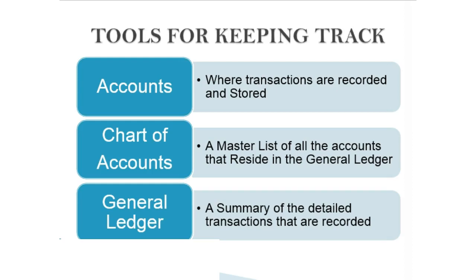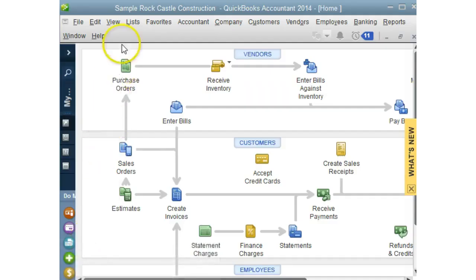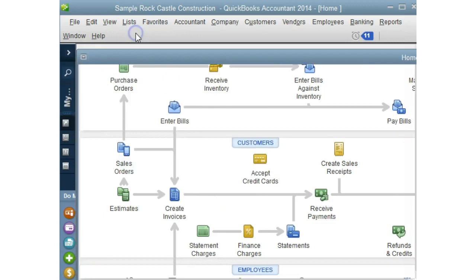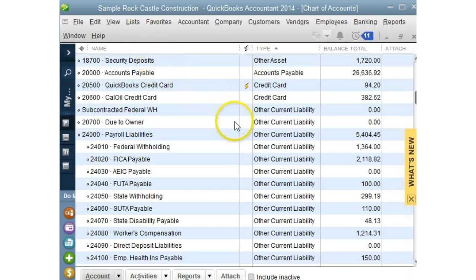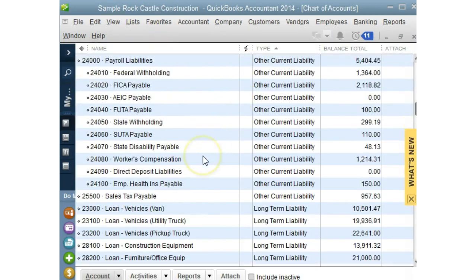When you first set up your QuickBooks file, you need to set up your accounts. This is where your transactions are going to be stored. Once you enter your accounts, QuickBooks puts your accounts into a master list called the chart of accounts. Let's take a look at this in QuickBooks. From the home page, go to List, Chart of Accounts. As you can see, this is where all of our accounts are stored.